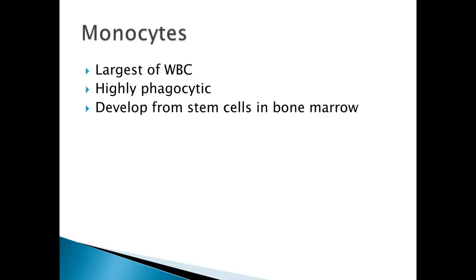Monocytes migrate from the bloodstream to other tissues and differentiate into tissue-resident macrophages. They are kidney-shaped, and their lifespan is hours to days.